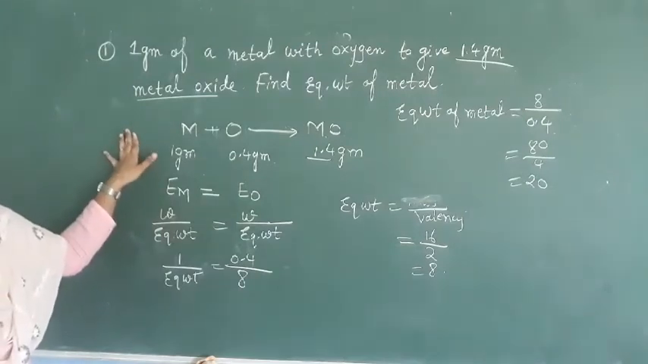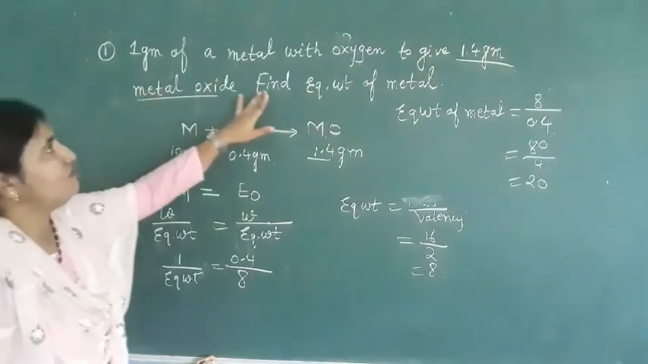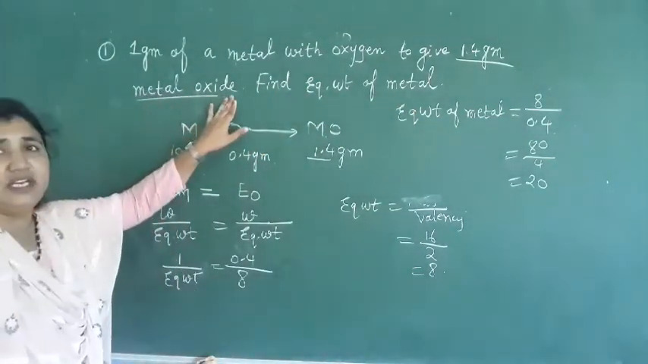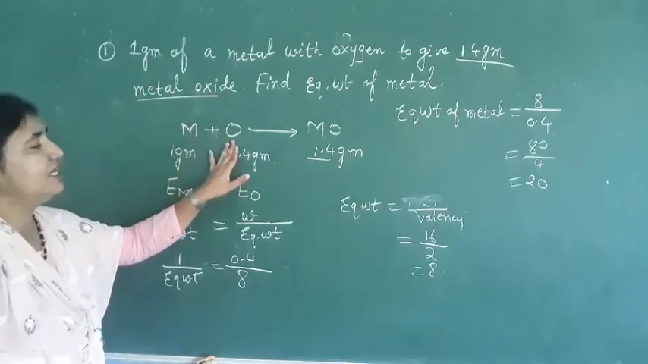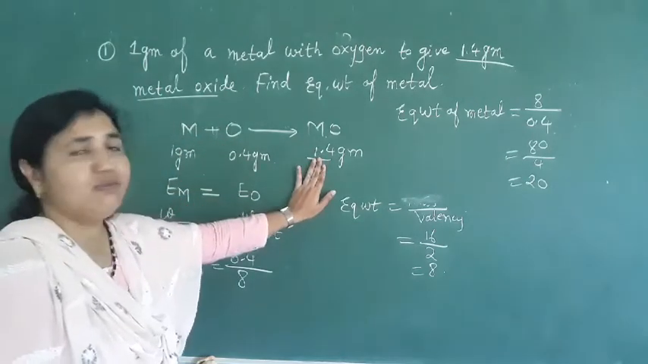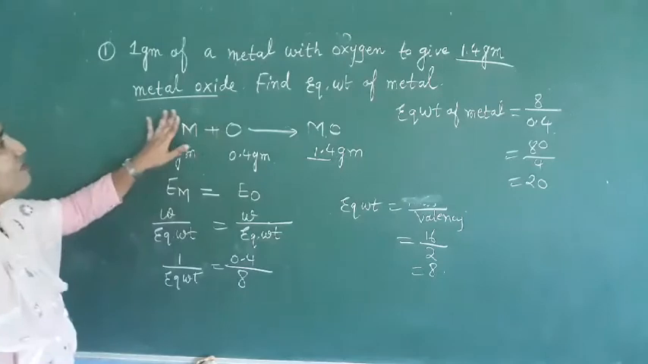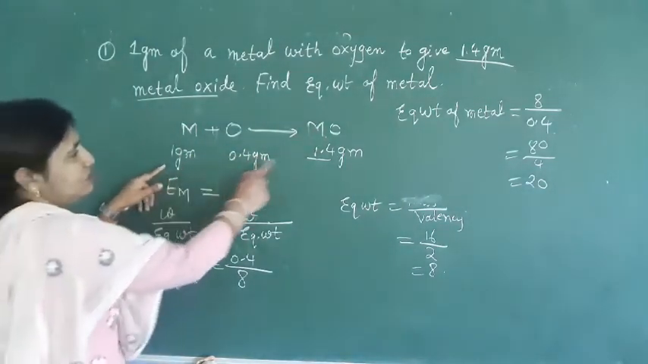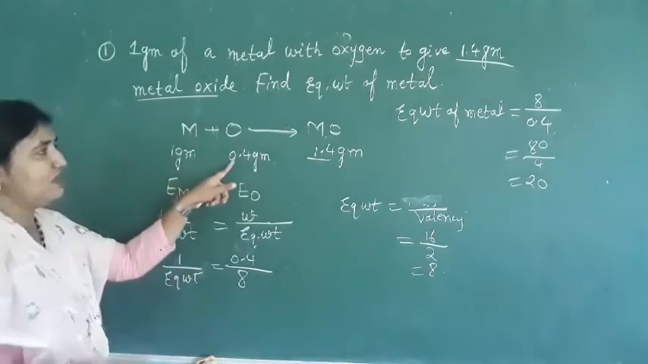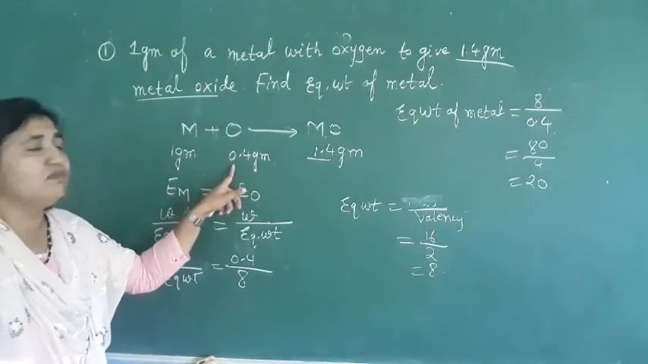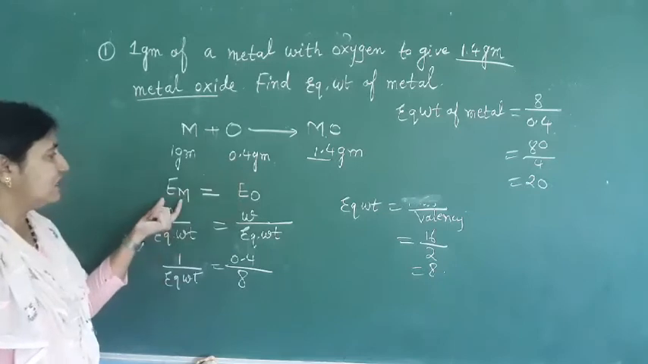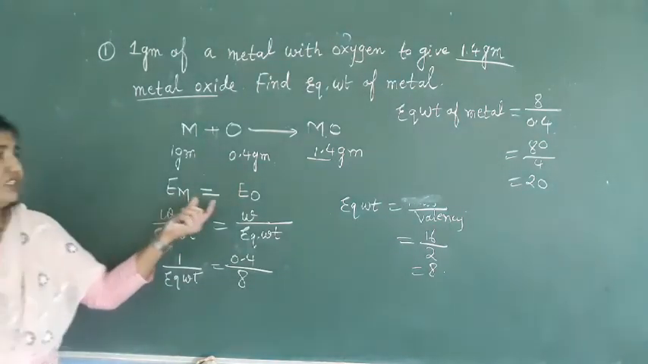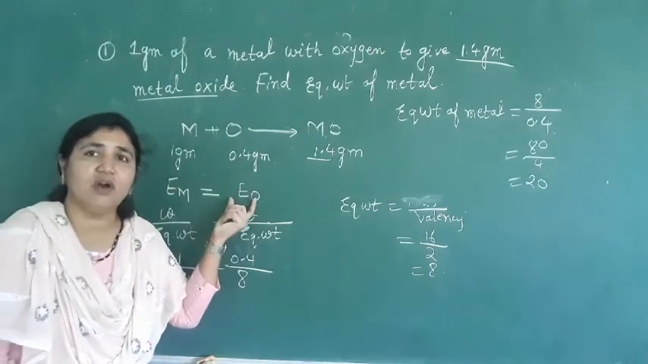Read the question properly. What is given here? 1 gram of metal reacts with oxygen to give 1.4 gram of metal oxide. Find the equivalent weight of the metal, they are saying. So 1 gram gives 1.4. So you have to find out the equivalent weight of oxygen first, then use the equivalence law. The number of gram equivalents of metal is equal to the number of gram equivalents of oxygen.